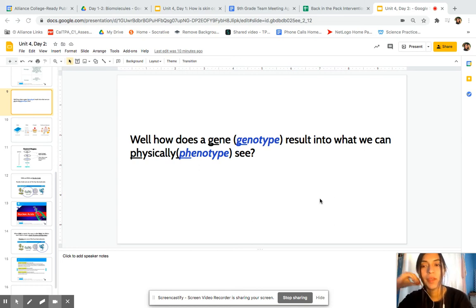Hello, everyone. Okay, so we have learned about genotypes and phenotypes now and their definitions. So now we're going to go more in detail. How does a gene, just a genotype, result in what we can physically see, which is phenotype, or physical characteristics?